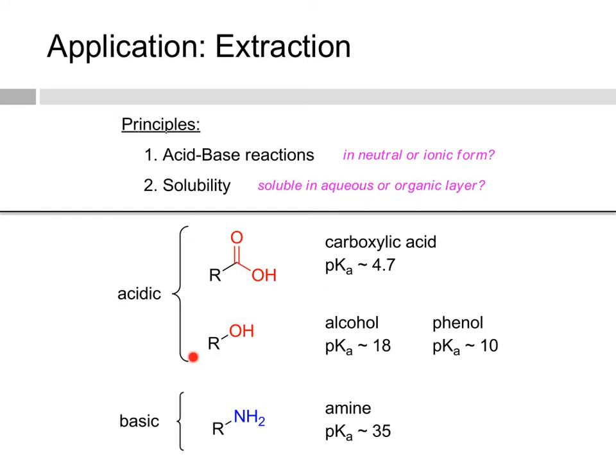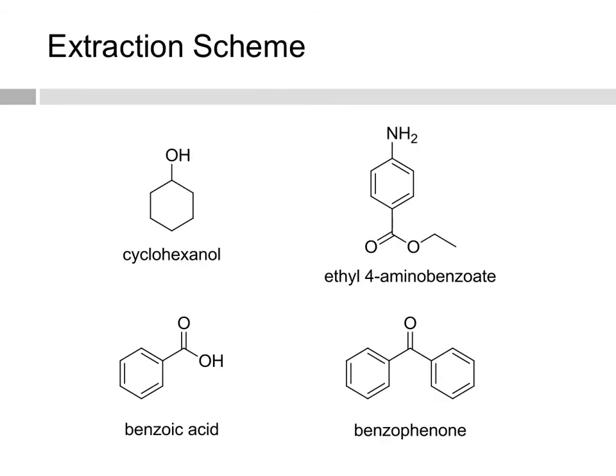When we consider acidic components, if we have a carboxylic acid and an alcohol in the same mixture, we know that carboxylic acids have a lower pKa, and so if we use a milder base, such as sodium bicarbonate, it will deprotonate the carboxylic acid, but not the alcohol. Now let's look at a mixture of 4 compounds. Our goal is to separate them and isolate them in their pure neutral form.